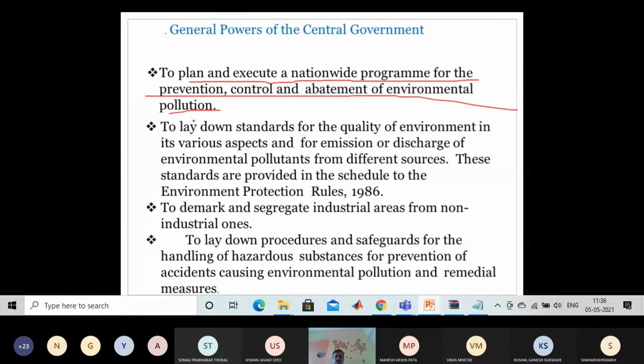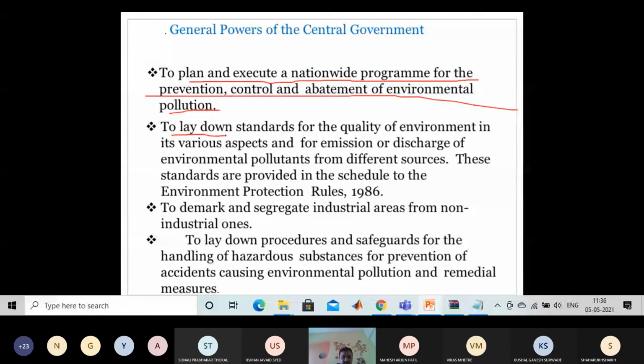The central government is going to coordinate with the state government, and the state government is going to coordinate with the district authority, so that proper implementation of the law is applicable on site. So plan and execute a nationwide program for prevention, control and abatement of environmental pollution. That is the duty or power of the central government.